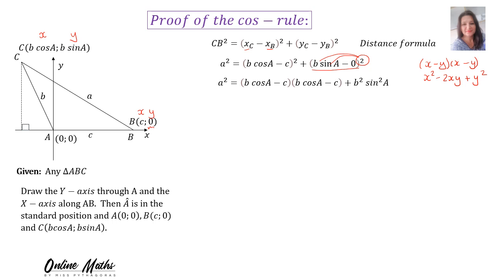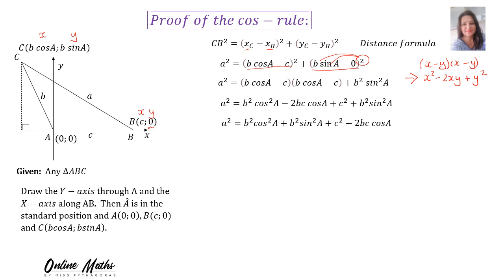Then back to (b cos A minus c) squared. As the algebra I've shown you there, it becomes a squared equals b squared cos squared A minus 2bc cos A plus c squared plus b squared sin squared A. And then in the next step, I'm going to rearrange my terms. I'm just going to take the b squared sin squared A, and write it next to the b squared cos squared A.